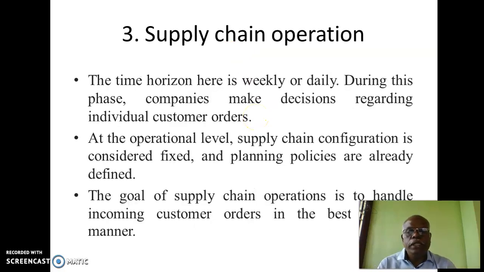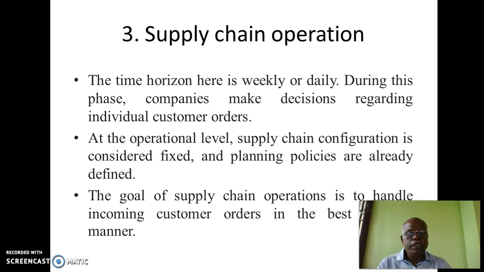Supply chain operation, that is the third phase. Here the time horizon is weekly or daily. So during this phase, companies make decisions regarding individual customer orders. So here the time span is only weekly or daily, so we will concentrate only on the customer orders. At the operational level, supply chain configuration is considered fixed and planning policies are already defined. So as the time is very short, that is one day or week or like that, supply chain configuration is already decided. Planning policies are also already available. So accordingly, we have to service the consumer.